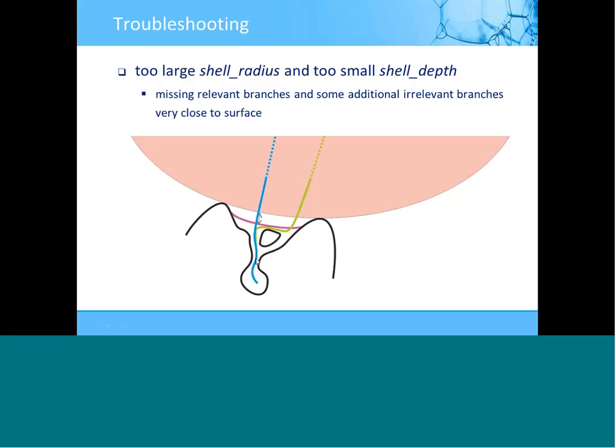tunnel branches, which will be like in this green tunnel, will be branching very close to the surface, and they may even appear as if they are slithering on the protein surface. Mostly they are irrelevant, and you just need to increase the details by the shell depth, so these really small grooves won't be used by the tunnels to explore some new ways on the surface.